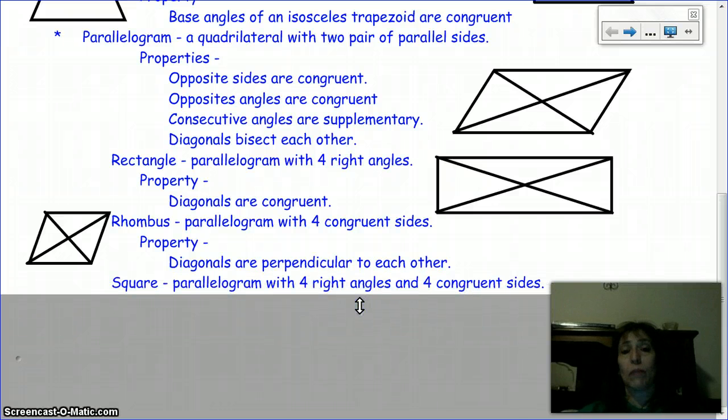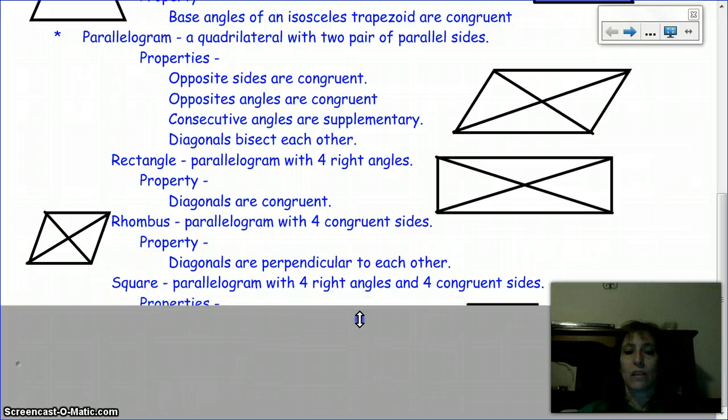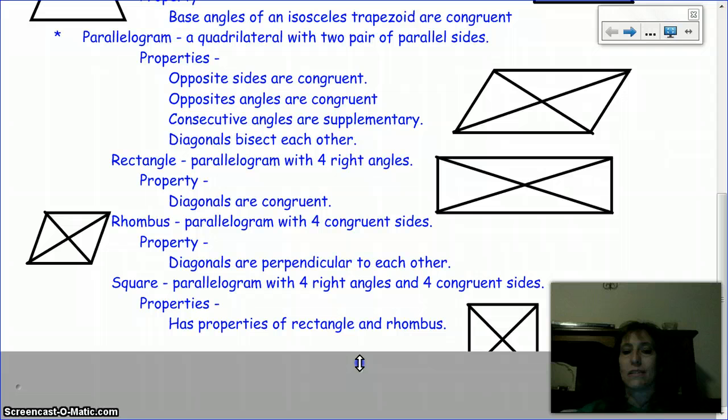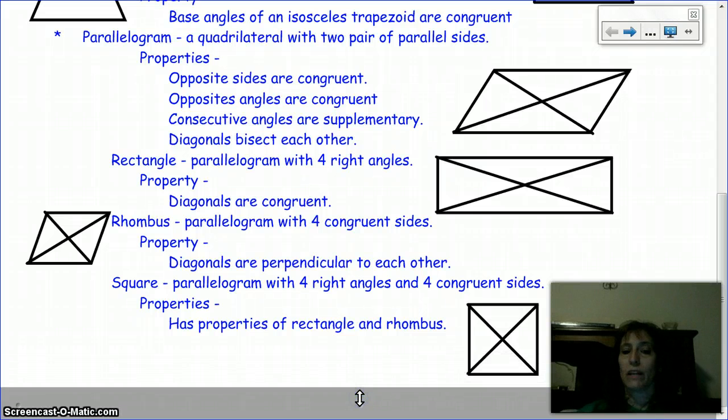Alright, the last one, and probably the most familiar one to you, is a square. A square is a parallelogram with four right angles and four congruent sides. Its properties are that it has all the properties of a rectangle and a rhombus, because technically it is both a rectangle and a rhombus. So that goes back to that phrase people always say, a square is a rectangle, but a rectangle is not always a square. Well, that's true. A square is also a rhombus, but a rhombus is not always a square.